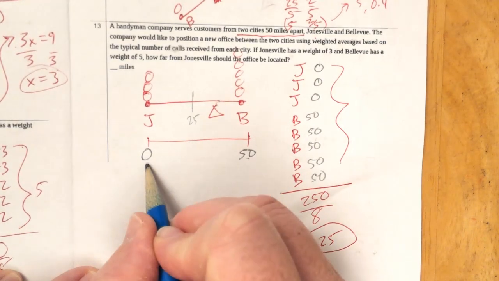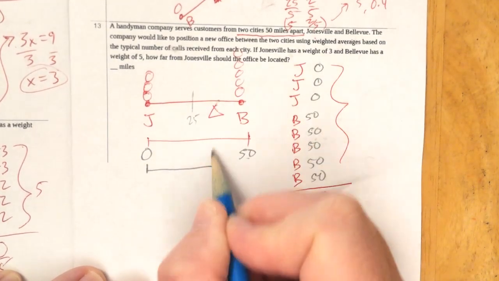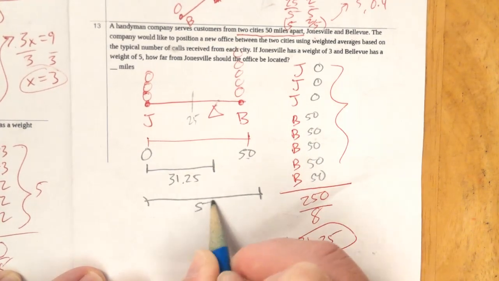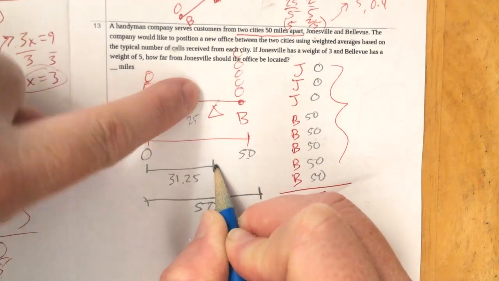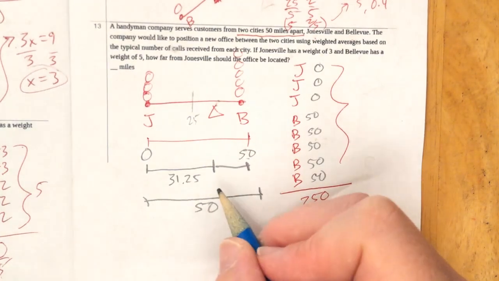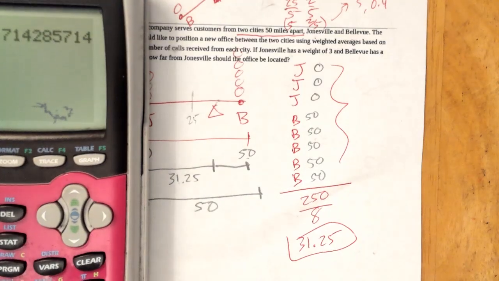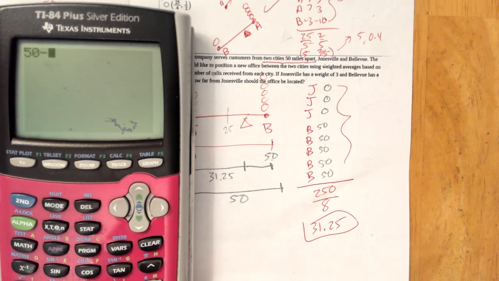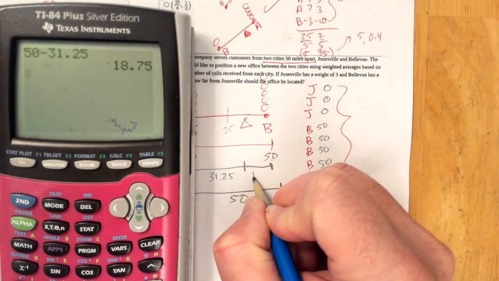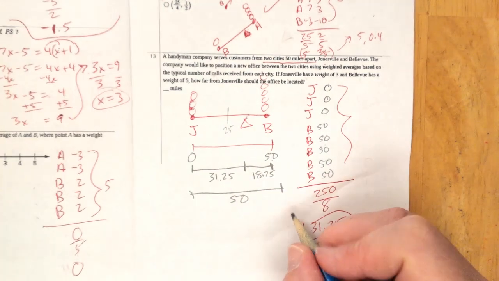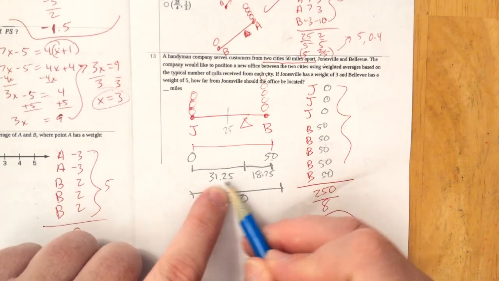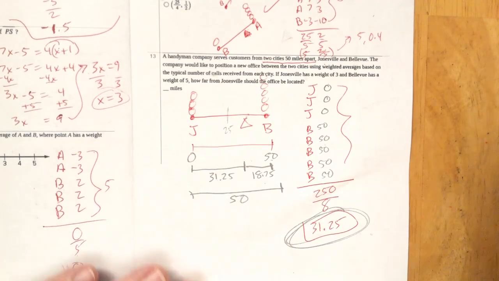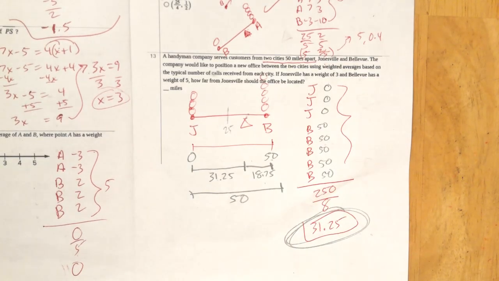So we know from here to here is 31.25. We know the whole shebang is 50. Can you tell me what the office to Bellevue would have been? How would you find it? Well, you know that this is 50 and that's 31. This plus this equals that. Just subtract, 50 minus 31.25, and this distance would have been 18.75. So we were ready no matter what they asked. If they said J to the office is this much, B to the office is this much, the whole shebang is 50, but they wanted this one, and we're done. Hopefully that helped you guys out, and have a great and wonderful day.